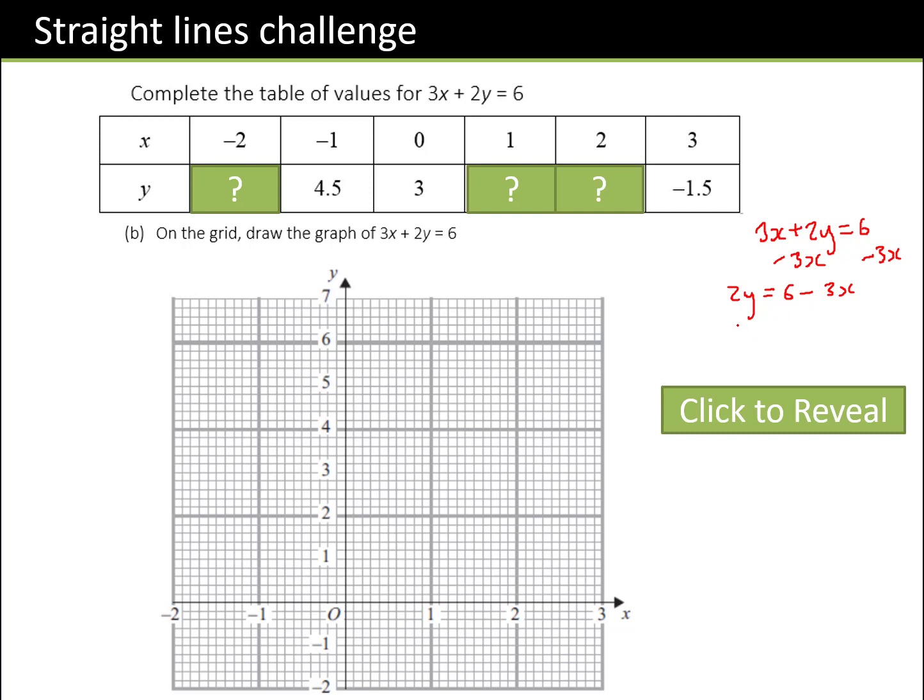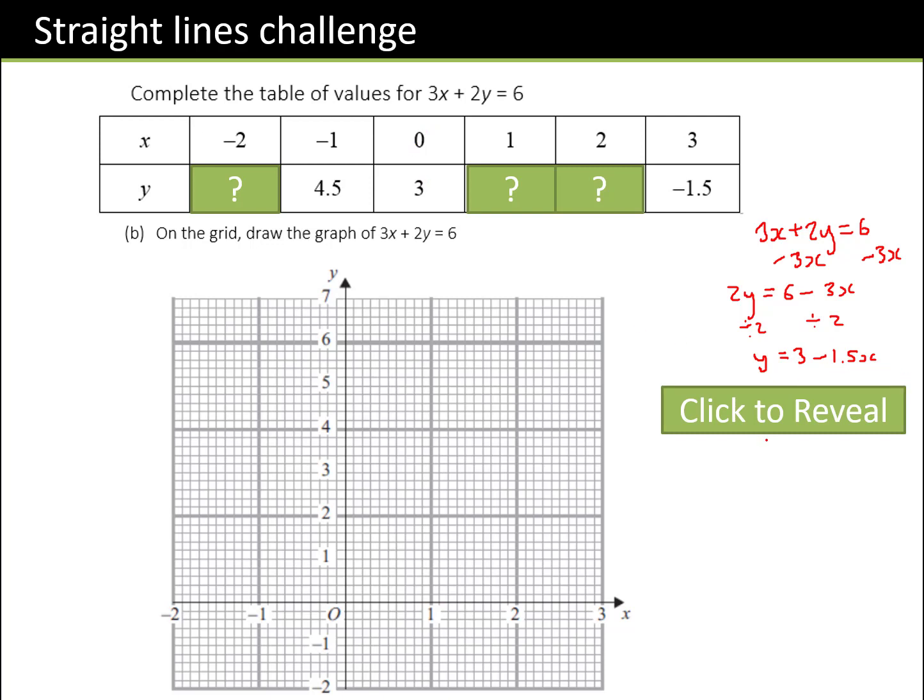I would divide by 2, so everything's divided by 2 here, so that becomes y. Everything's divided by 2 on this line, so 6 divided by 2 equals 3. 3 divided by 2 is 1.5, so that becomes minus 1.5x. And like this, it might be a bit easier for you. So let's start with 0. You can see 3 minus, well, 1.5 times 0 is 0, so y is 3 here.